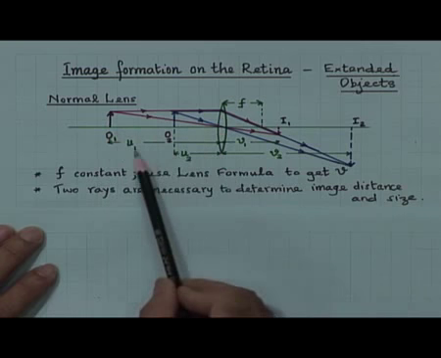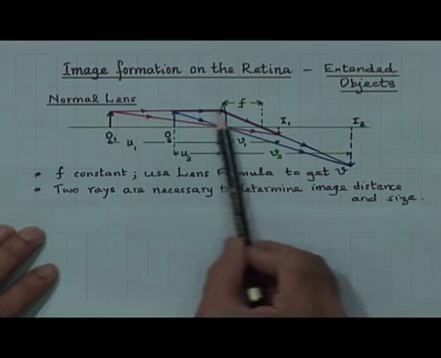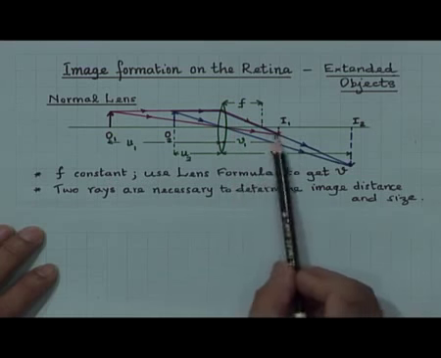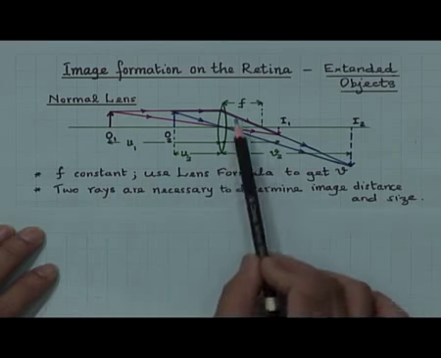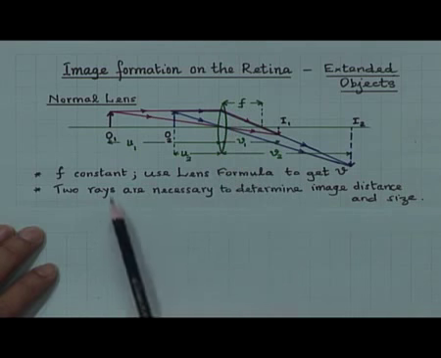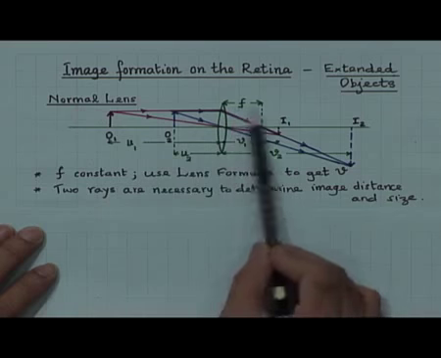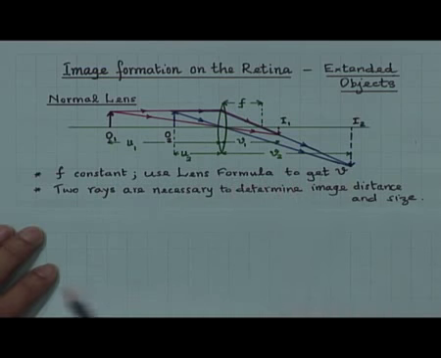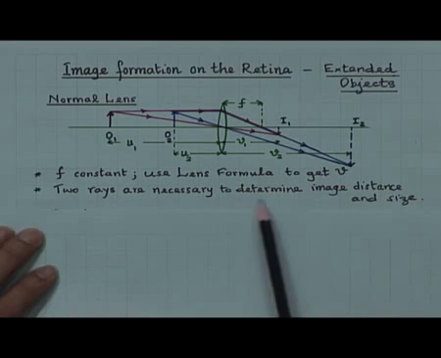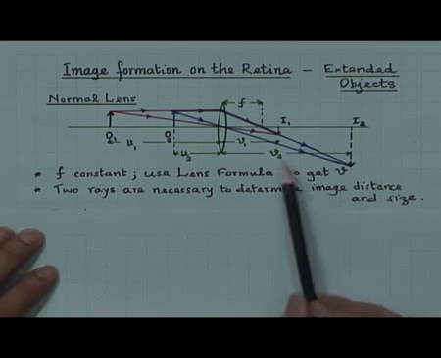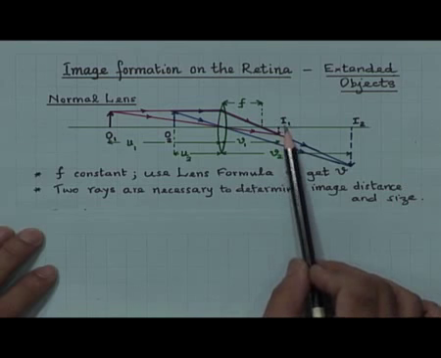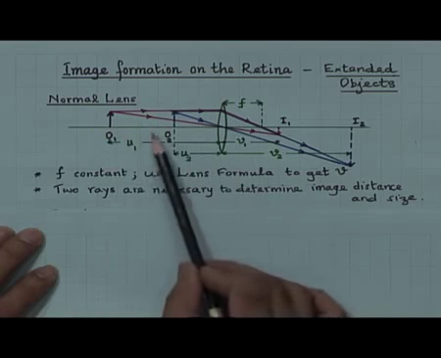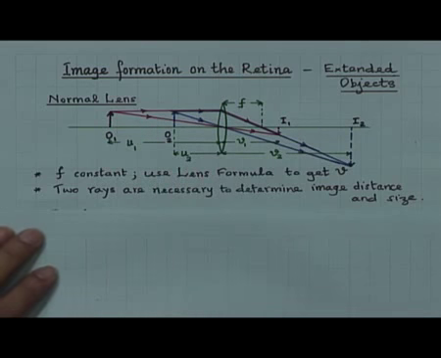For this object distance U1, the red colored rays I have shown here form an image at I1, at the intersection of the two rays. Because the focal length f is constant for a given normal lens, we use the lens formula to get V. Two rays are necessary to determine image distance and size. The distance to the image point and the size of the image are determined by use of any two rays. We have discussed this in detail.